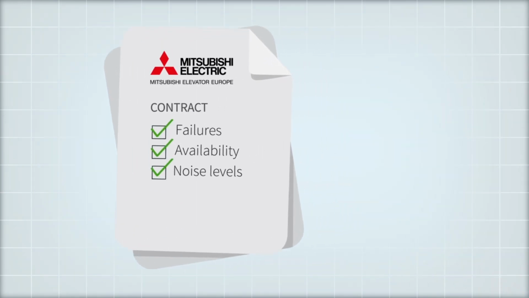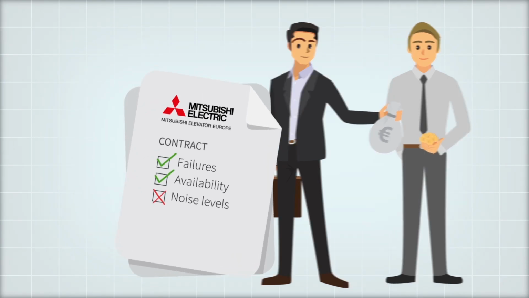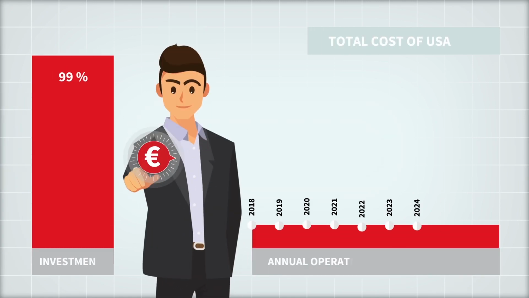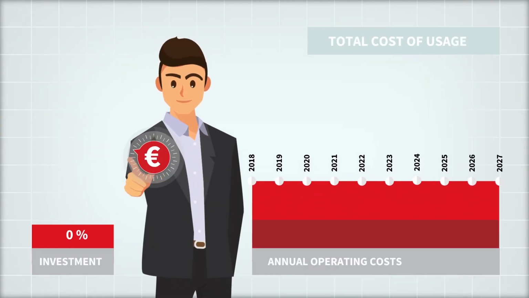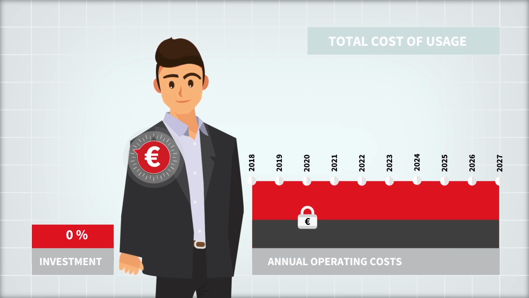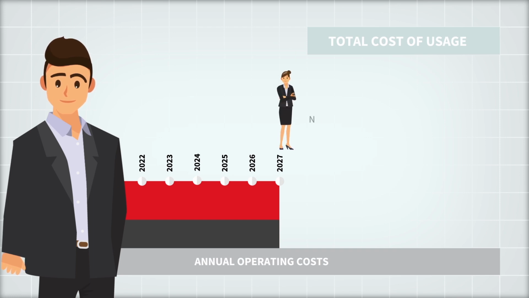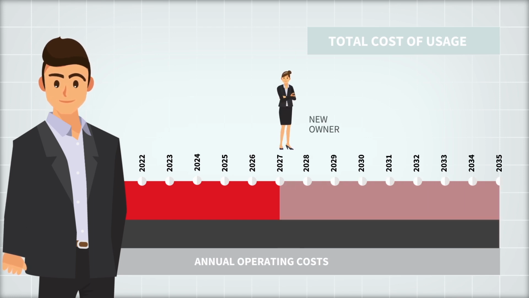And what if we don't meet our agreements? Then we will pay you compensation. After determining the most suitable solution for your situation, you decide on the level of your initial investment. We include the balance in the annual operating costs. This is a fixed amount, so that you know exactly where you stand. Moreover, current and future users thus pay a proportionate amount for the elevator.